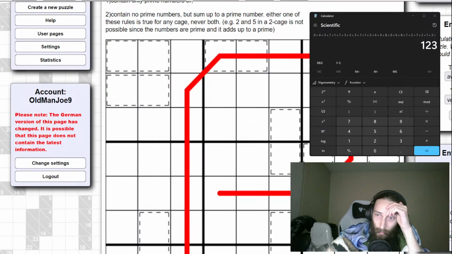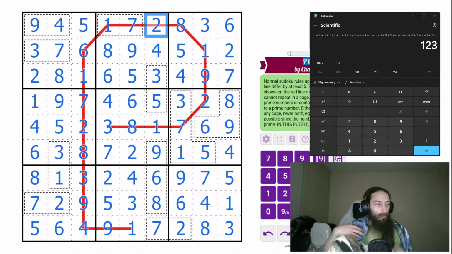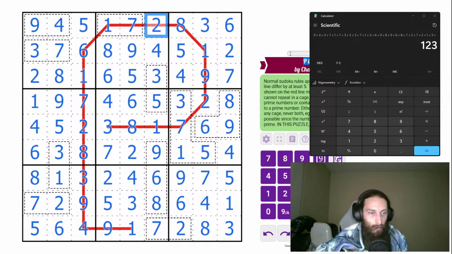You gotta know your numbers. But otherwise, it's kind of straightforward. Yeah, I don't remember anything being super tricky in the puzzle, just knowing your numbers. Oh, yeah.